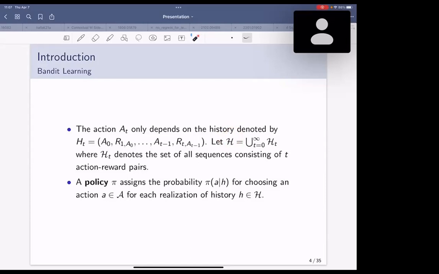And we have something called a policy, which is basically the algorithm that the agent chooses for its actions. It's a mapping from the history to the action set. So it gives a distribution over the actions for each realization of the history. The agent just samples from this policy and plays according to that action.